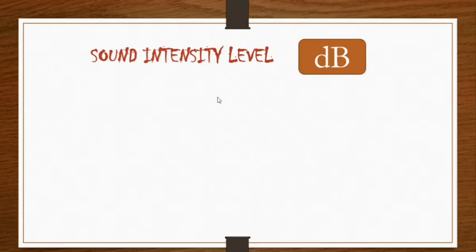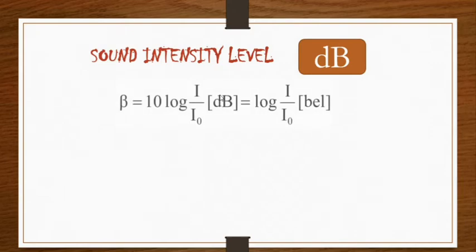The sound intensity level β in decibels of a sound having an intensity I in watts per meter squared is defined to be 10 times log I over I0. It is in decibels, or it is equal to log I over I0 in bels. You have to know that 1 bel, taken from the name Alexander Graham Bell, is equal to 10 decibels, because deci is a prefix, so 1 bel is 10 decibels.